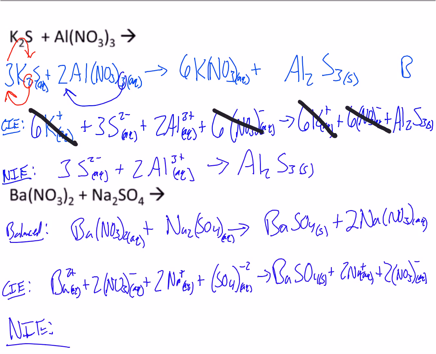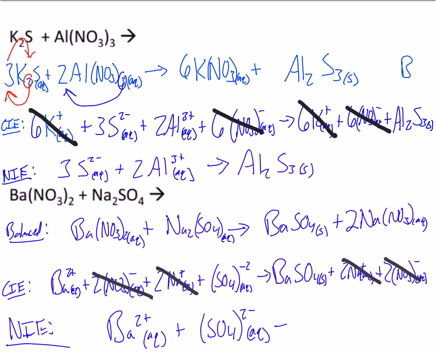All right, and our last one is our net ionic. Cancel out my spectator ions. Barium changes. We're going to leave it. Nitrate. We see 2 nitrates on the left, 2 on the right. We're going to cross those out. Sodium. I see 2 on the left, 2 on the right. They're gone. Sulfate changes, so I'm going to keep that the same. And my final net ionic is going to be barium 2+ aqueous plus sulfate 2- aqueous yields barium sulfate solid.